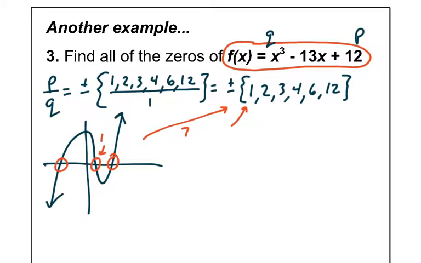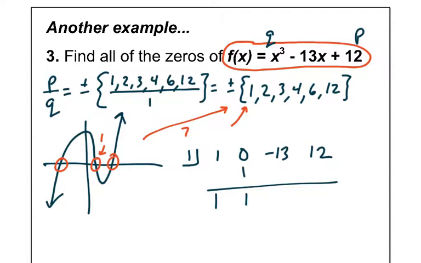Whatever guess you take, just test it using synthetic division. I'm going to try 1. All right, my coefficients here are 1x cubed, 0x squared. Did you catch that? 0 placeholder, negative 13x, and a 12. Let's see if this works. Well, look at that. Awesome. So 1 is indeed a 0.